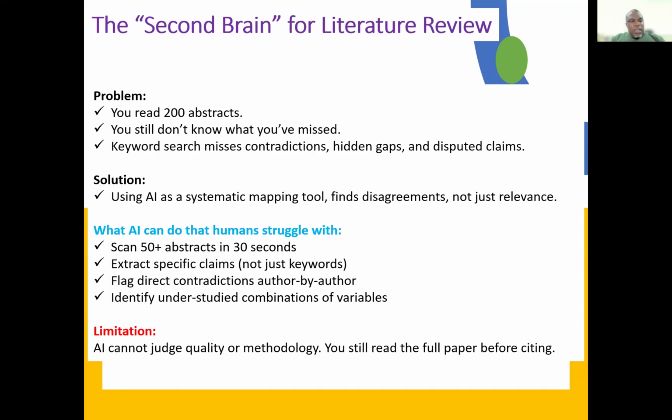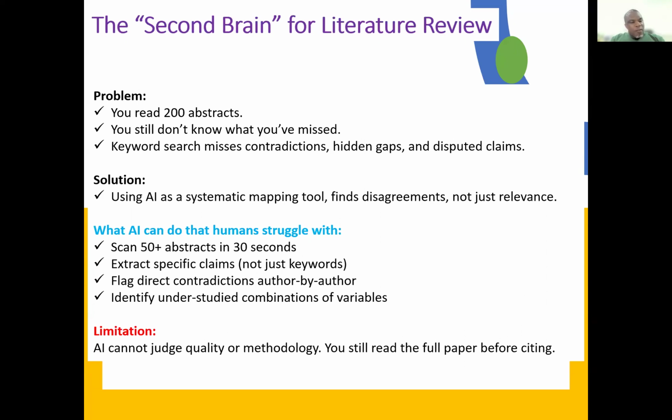Now, this tells you that AI can scan 50 plus abstracts in just 30 seconds, extract specific claims, flag direct contradictions, and then identify areas that have not been studied where you can focus.